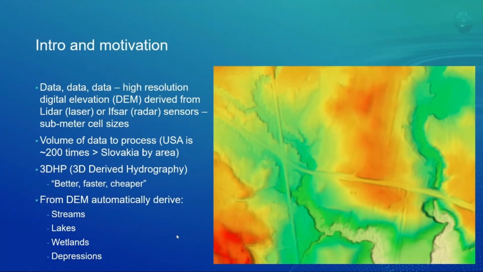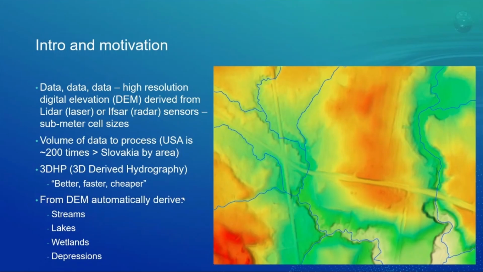And there is a national program called 3DHP, or 3D terrain-derived hydrography. And our motto with that is to see if we can do better, faster, cheaper, and process the country. Right now, the plan to do this is in the range of 8 years, and it's led by our US Geological Survey. So the idea here is, can we derive the blue lines, or as I like to call them, the blue blobs. So not only the hydrography that we have here, so streams, but also lakes, wetlands, depressions, and everything else.